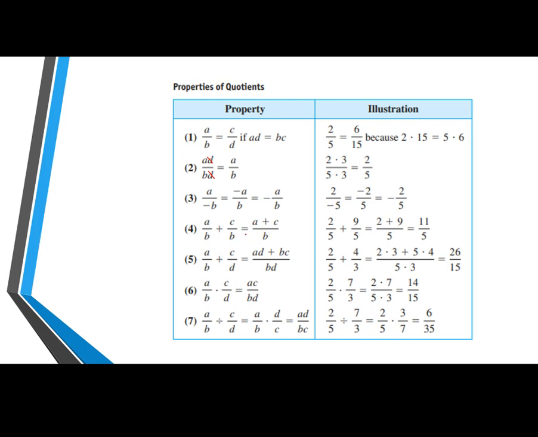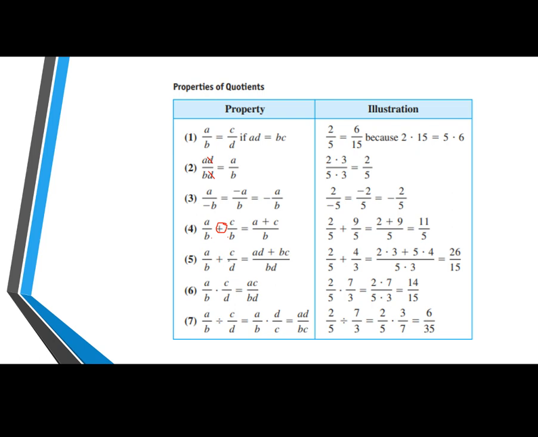Property number 4: a over b plus c over b is equal to a plus c all over b. Since it has the same denominator, we can combine them, and the numerators proceed to the addition sign. So 2 over 5 plus 9 over 5 is equal to 2 plus 9 over 5, equal to 11 over 5.